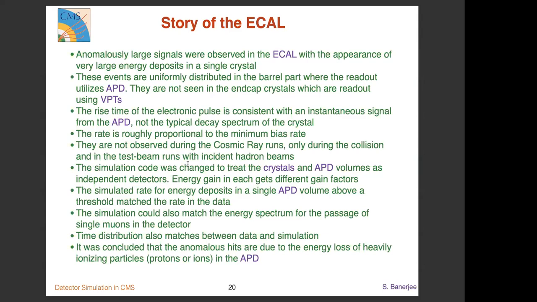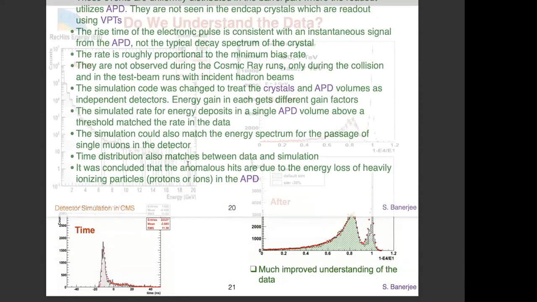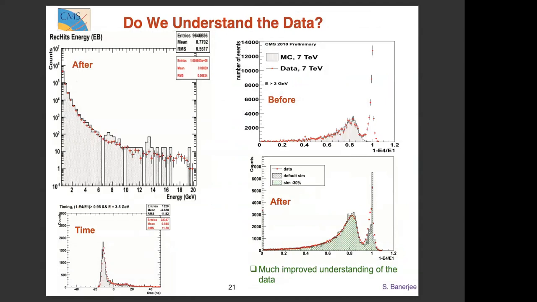We also matched the time distribution between data and the simulation. So it was concluded that anomalous hits are due to energy loss of heavily ionizing particles, protons or ions, in the APD. If we have 2 APDs rather than 1 APD, it should have been seen in one of them and not in the other, whereas a real signal should have been seen in both of them. So it would have been an easy task for the ECAL guys later on to look at this particular noise. But obviously this was not done, so they have to rely on something else.